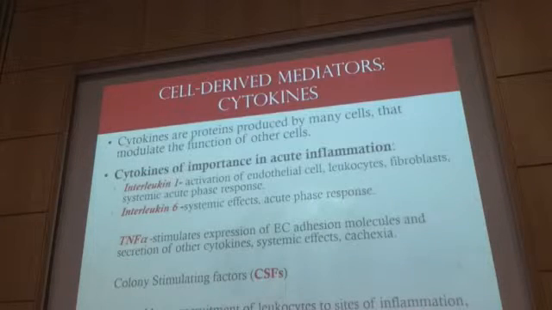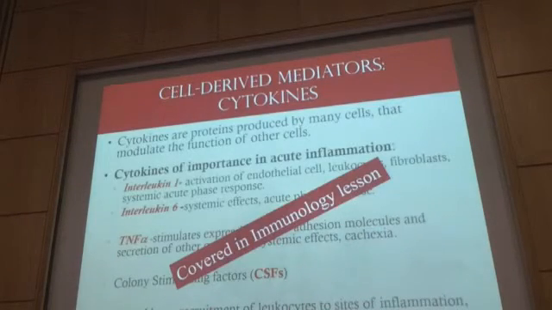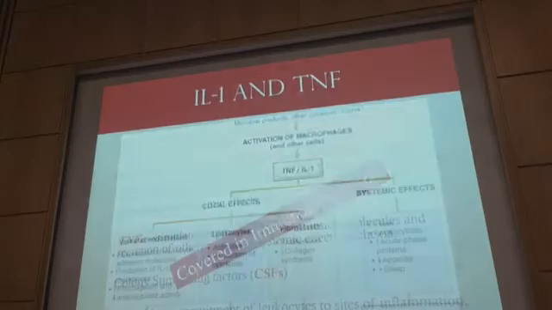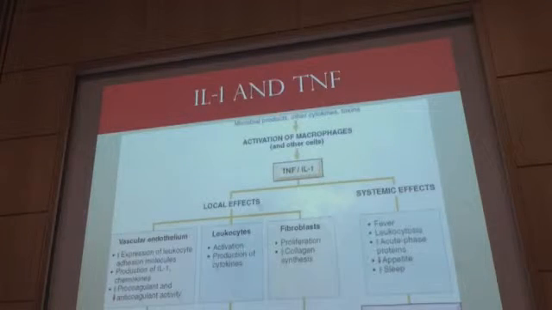Chemokines, we also discussed, they are part of the recruitment and the ability of leukocytes to get to where they are needed. We talked about this at length. In immunology, this is a really good summary slide of the two main cytokines of acute inflammation, TNF and IL-1, and their different local and systemic effects.